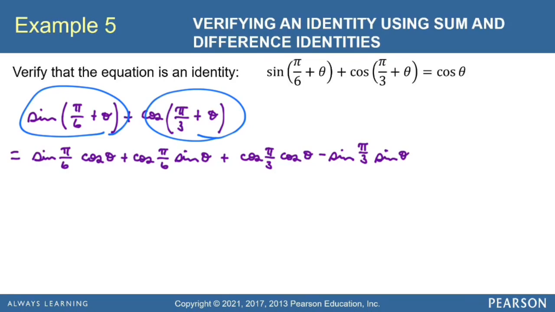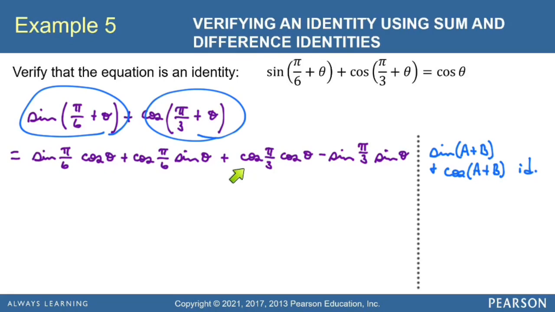And just like we always do on proofs, let's draw ourselves a vertical line, and then on the right side, write down what identities we used. We used the sine of a plus b identity for the first part, and we used the cosine of a plus b identity for the second part.